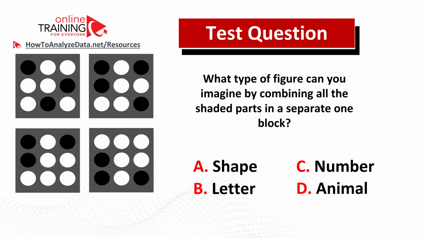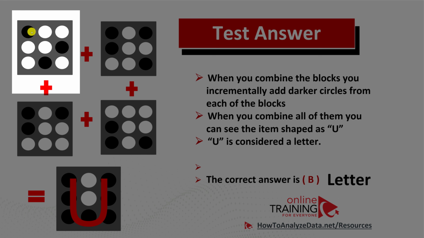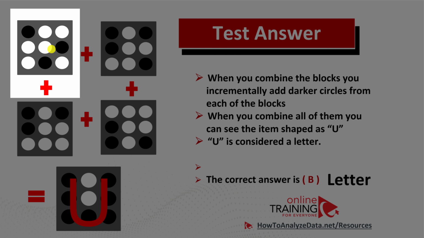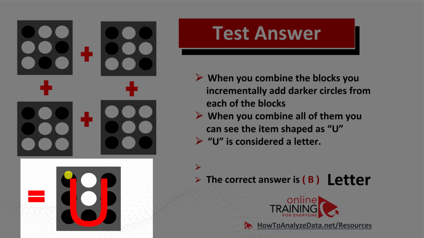Did you come up with the answer? Let's see how we can solve this challenge and get to the solution together. The tricky part here is combining all 4 blocks in your memory and using your imagination to come up with the final answer. But when you combine the blocks incrementally, you add darker circles into one single image. The final image in the sequence represents all darker circles added in one image.